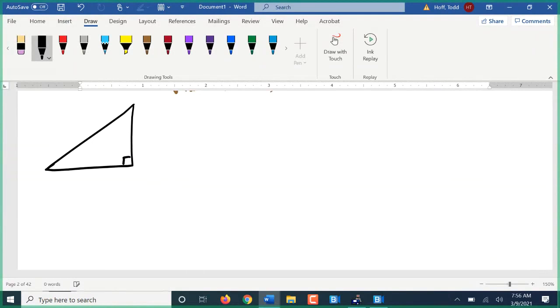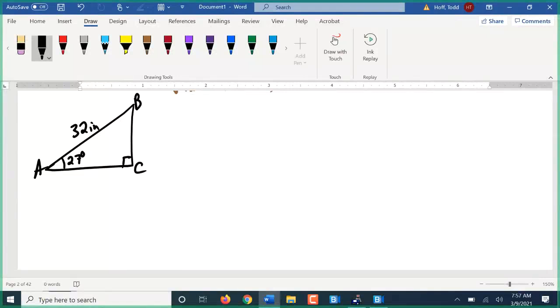So we have that right angle, and let's say I tell you that this angle over here is 27 degrees. And I give you that this side over here is 32 inches. I'll call this angle A and B.